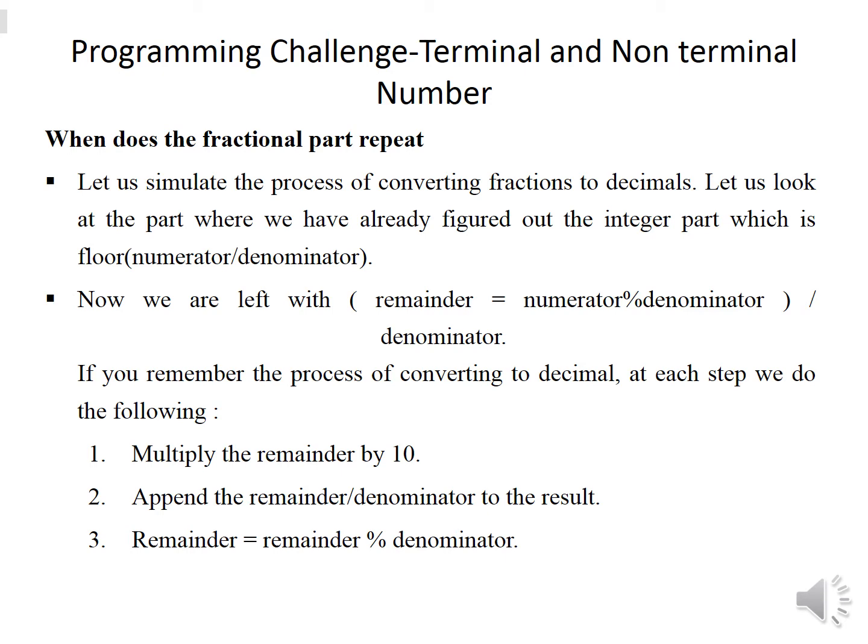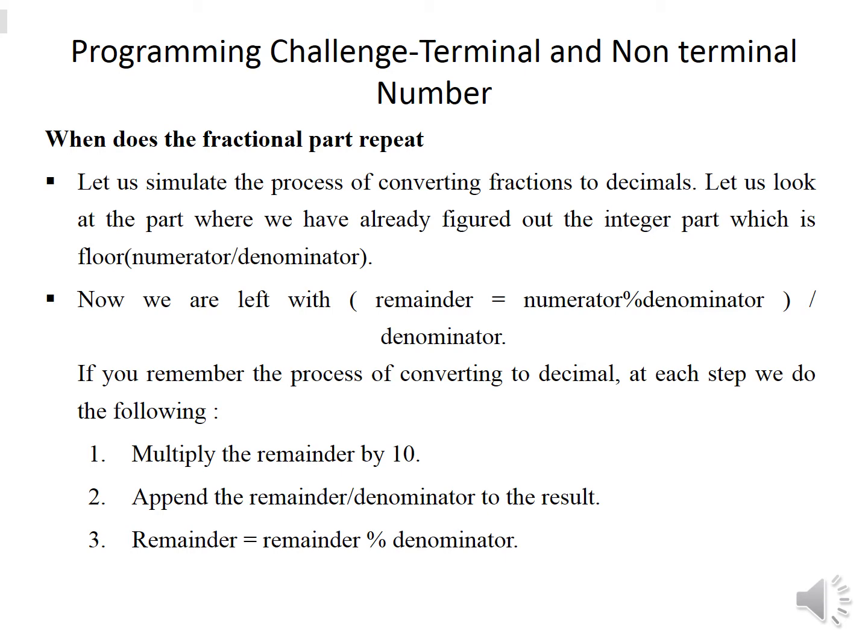So 10 divided by 3, that is 3.333. So we have to store 3 only, the integer part of that particular result, into the result. Then the next one is remainder is equal to remainder modulus of 10.